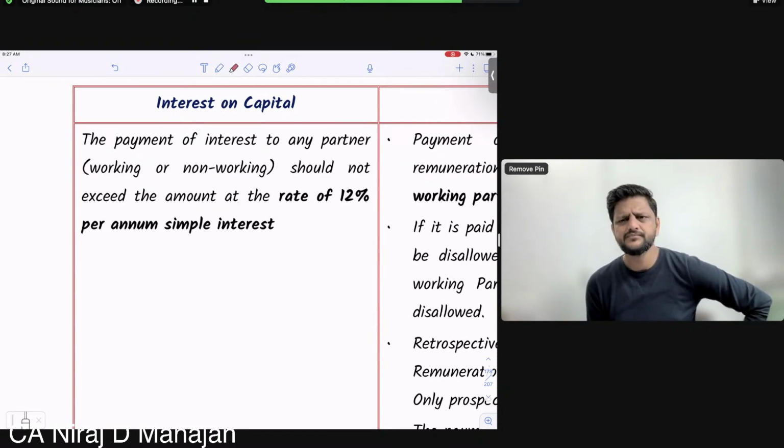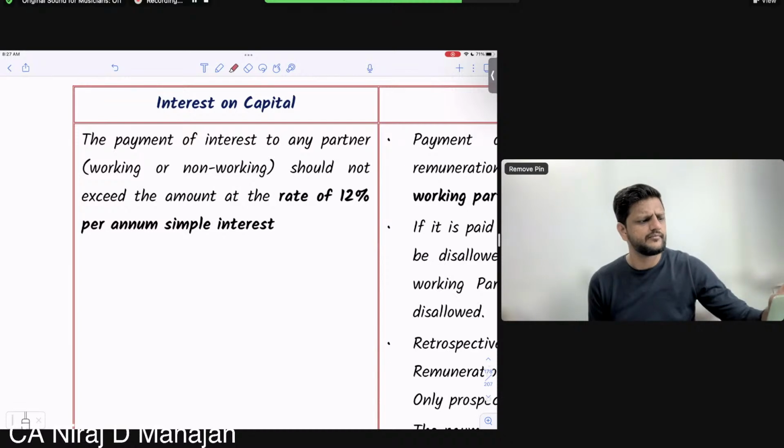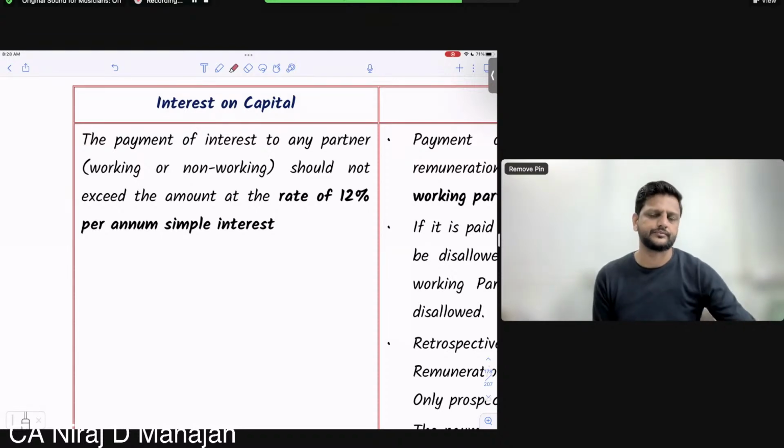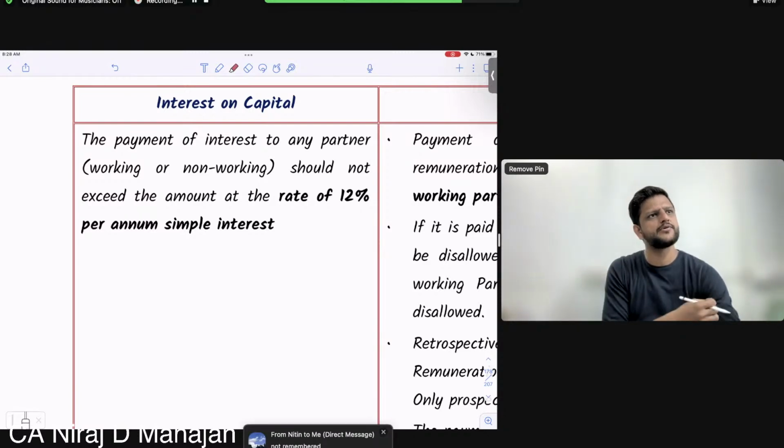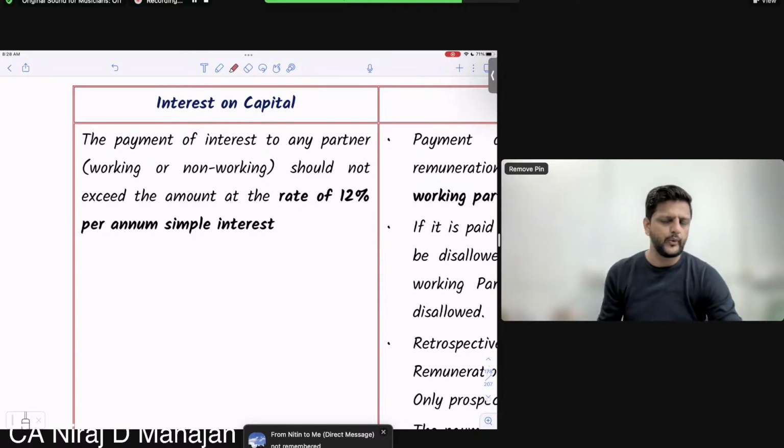How much does the Partnership Act say? I think over there it is a minimum of 6%. Or if it is not clear, or it is subject to the partnership deed, it is I think 6% something. He should be paid 6%. So you can pay more than that also. Just still here. Anyways, we don't have the Partnership Act right now. But as per income tax, how much maximum is allowed? 12%. Yes, still here.